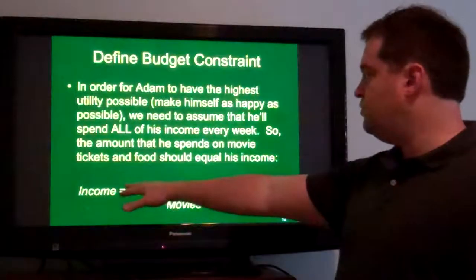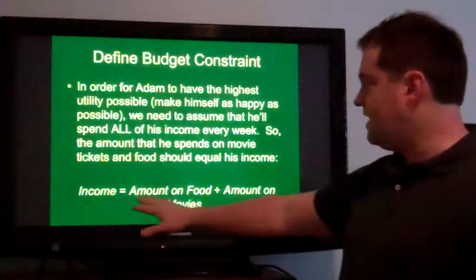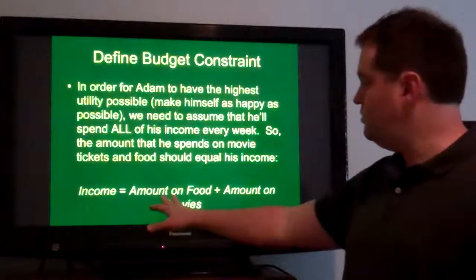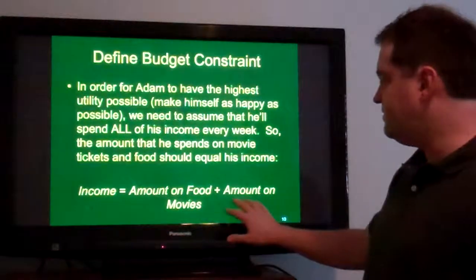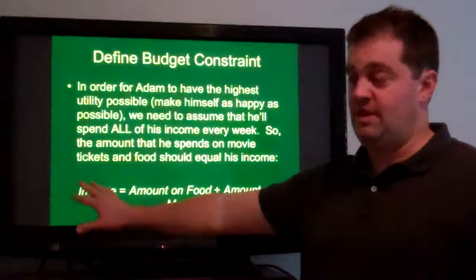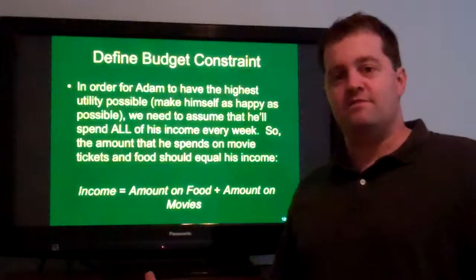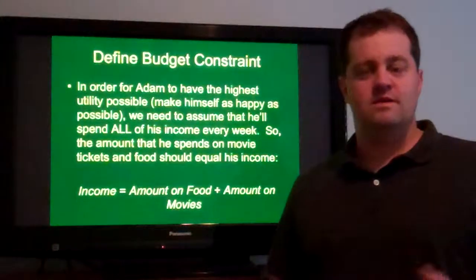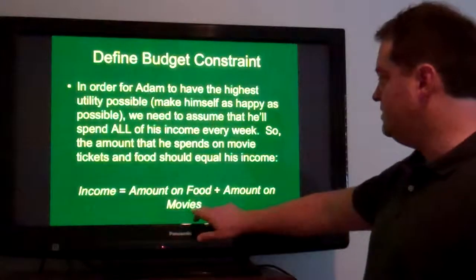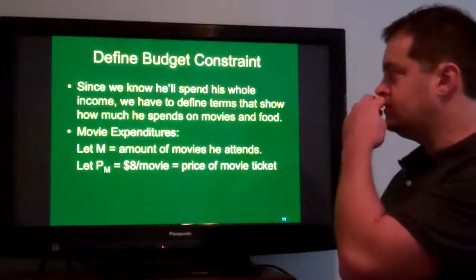And in order to figure out how much of his resources he's going to spend on food and movies, we need to come up with terms that illustrate this. So how much is he going to spend on food? That's going to be the amount spent on food, plus the amount that he's going to spend on movies. Those two are going to have to sum to his income. If they don't sum to his income, then he's not making himself as well off as possible. Obviously, he can't spend past his income because there's no credit market and he doesn't have an ability to borrow. So it has to be the case that the amount that he spends on food plus the amount that he spends on movies equals his income.